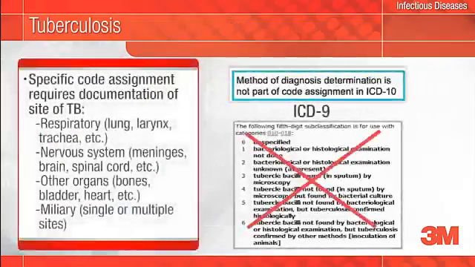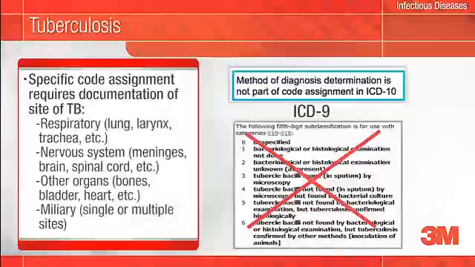There are no new documentation requirements for tuberculosis in ICD-10. The one major change in the coding of TB in ICD-10 is that the method of determining the diagnosis of TB is no longer a factor in code assignment. In ICD-9, the information was captured in the last digit of the code, as seen on the right side of the screen.